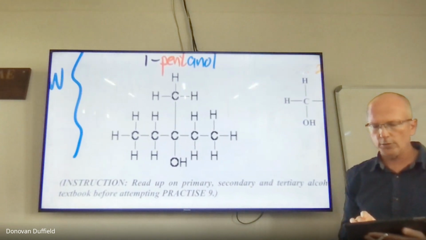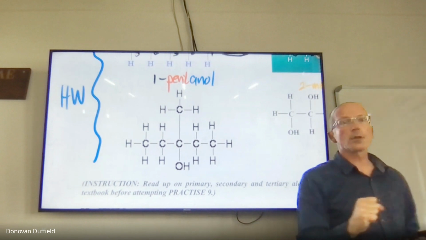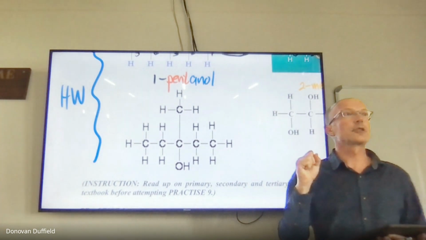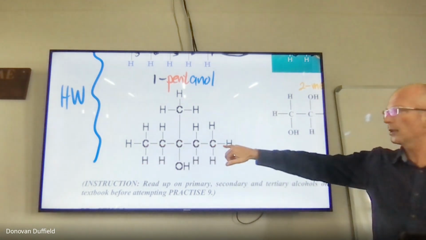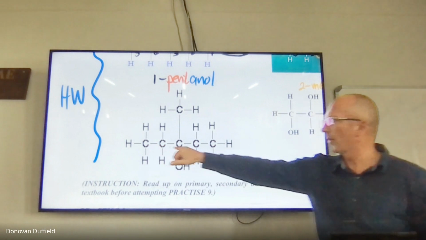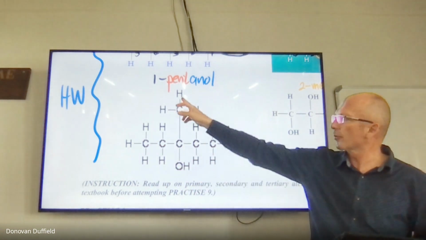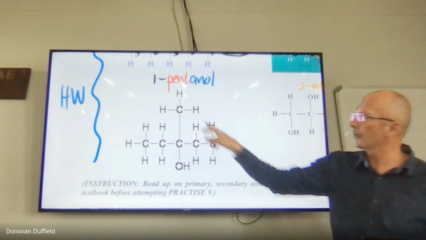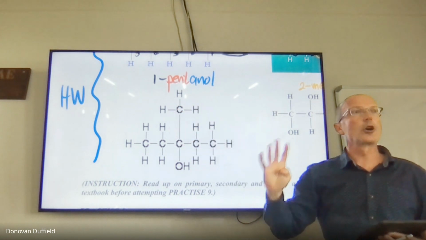Let's now go to this one. Now we have options. We have options about the chain length. Can you see going from left to right, we get a chain that's got 5 carbons that includes the OH. Or I could go from top to bottom and I would have 4 carbons. Which one is the longest chain?